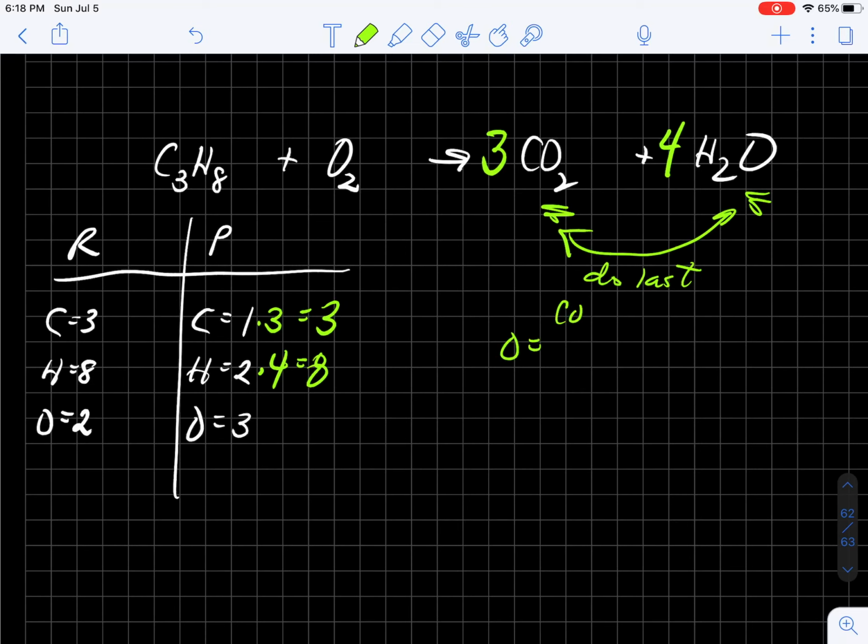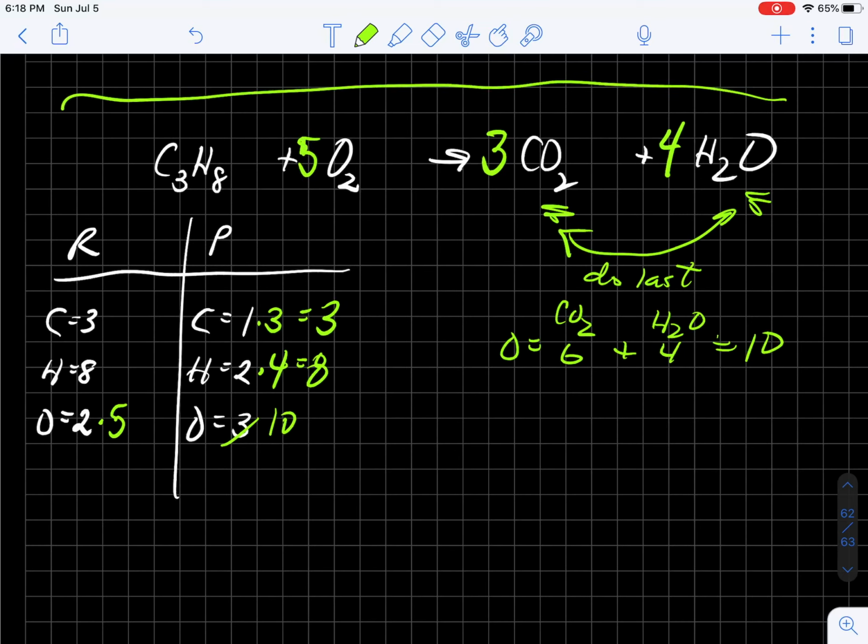Now we can add up our oxygens. So oxygen is going to be, from carbon dioxide we have 6 oxygens, and from water we have 4 oxygens, so that's a total of 10. Now I can just go to my reactant side and multiply oxygen by 5, and that will give me 10 oxygens on each side. So again, if you have an element that's split out between 2 compounds on the same side of the equation, reactants or products, then you're going to balance that one last.